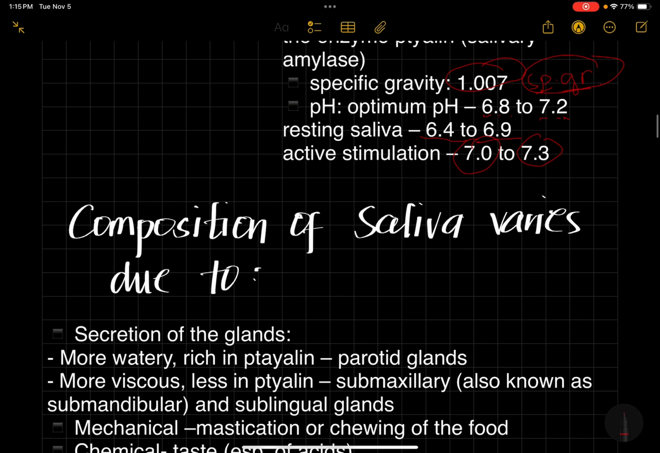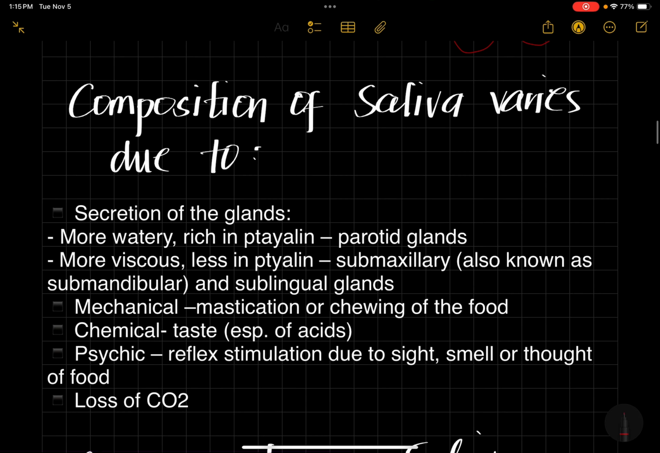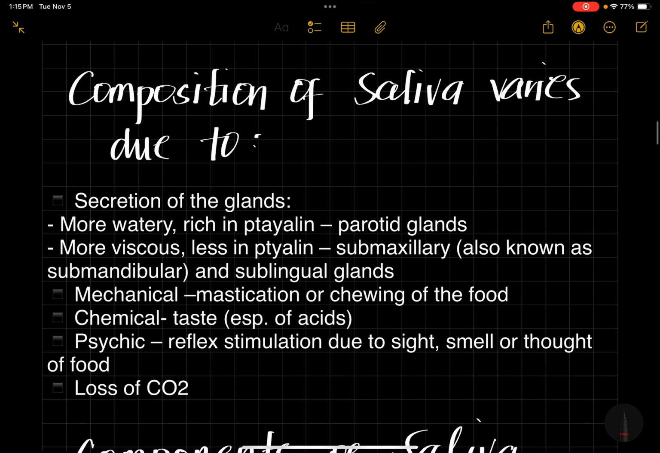The composition of saliva varies due to secretion of the glands. More watery and rich in ptyalin means the parotid glands are responsible for it. More viscous, with less ptyalin, means the submaxillary, also known as the submandibular, and the sublingual glands are responsible for it.